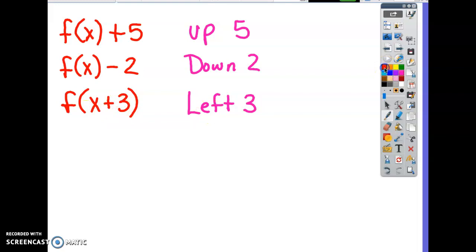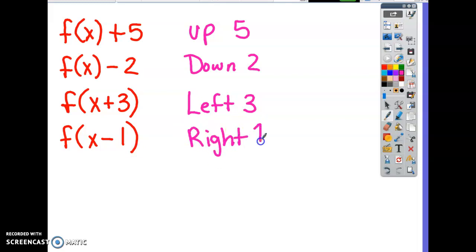What if it's inside the parentheses, but now it says minus 1? Now it went to the right. To the right 1. And these are the key words that I want you to be looking out for. Okay? What if it did something like this? F of x plus 2 inside the parentheses, and then outside the parentheses they said minus 1.